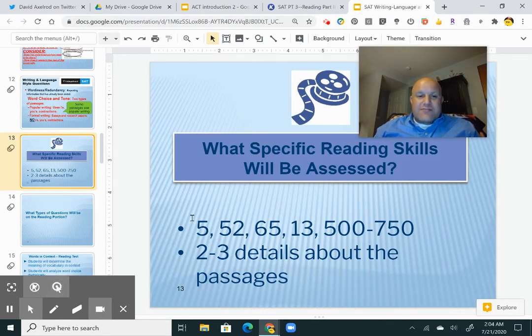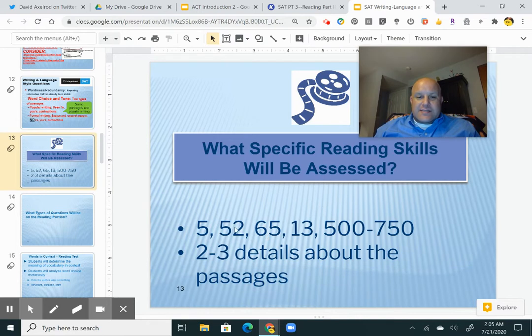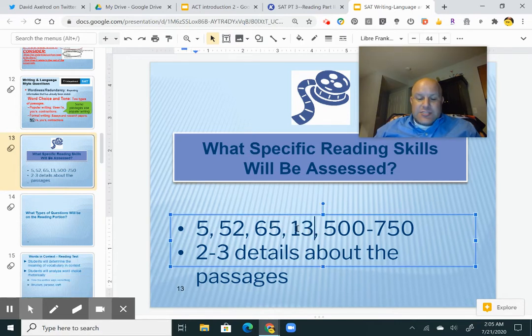5, especially in the reading, 5 passages, 52 questions, 65 minutes. That breaks it down to 13 minutes a passage, each passage being about 500 to 750 words, and each one having 10 to 11 questions. Again, 5 passages total. You got about 13 minutes a passage. This is the biggest key right here. 13 minutes a passage. That's a big key. I'm highlighting that quite a few times, just to keep pace.